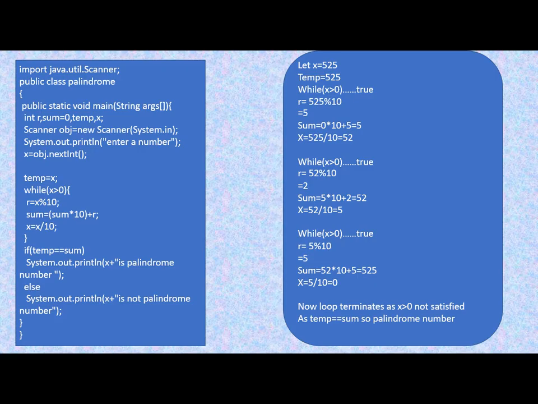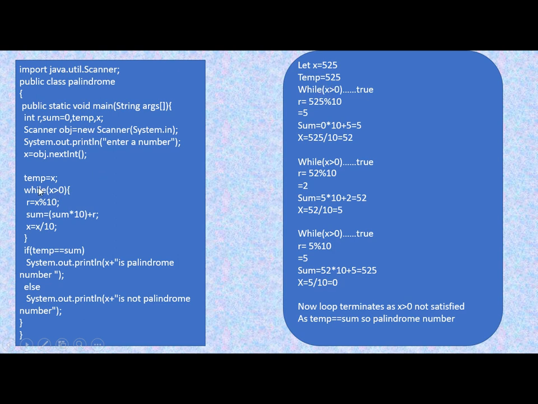Here we are having the entire code. The main part which is happening over here: suppose you are testing whether 525 is a palindrome number or not, so let the user enter 525. So this x is having 525. Then the first thing is that whatever value the user enters is stored in temp. So temp is now holding 525.